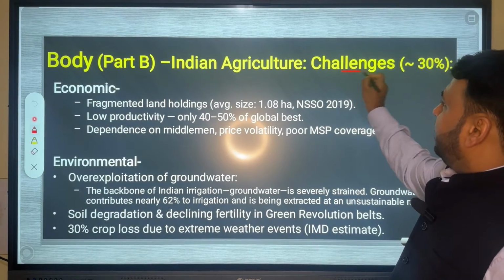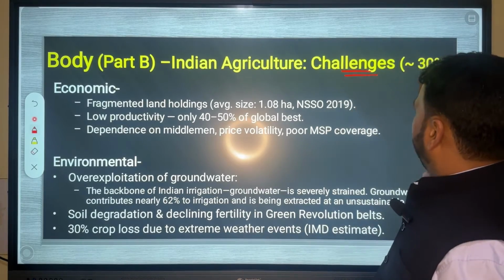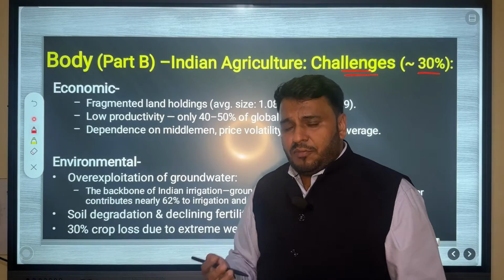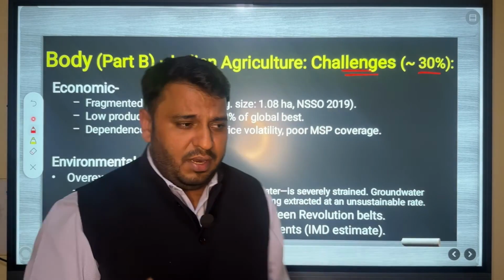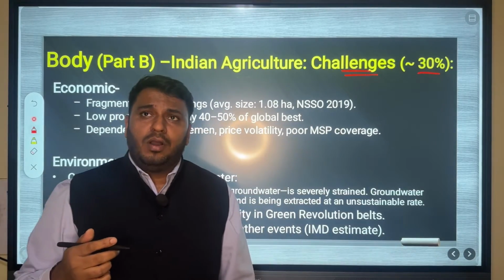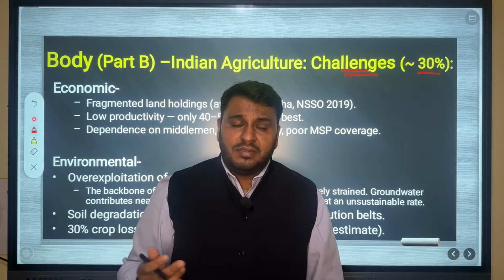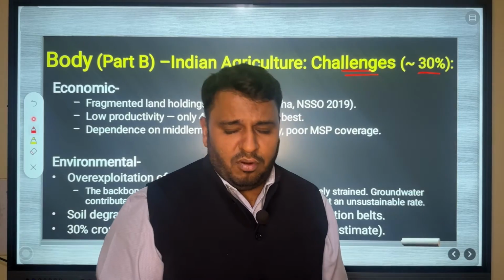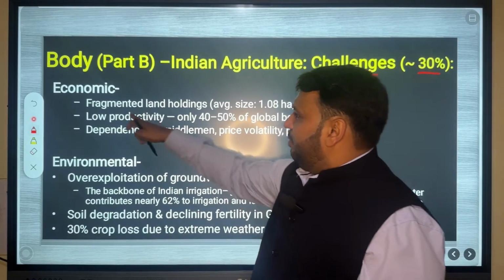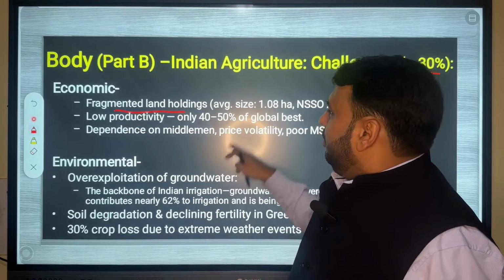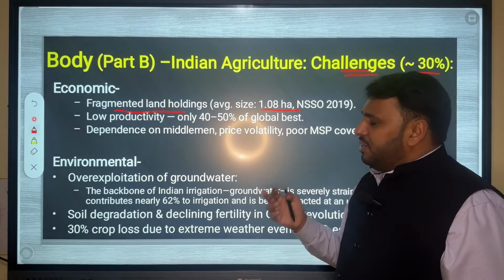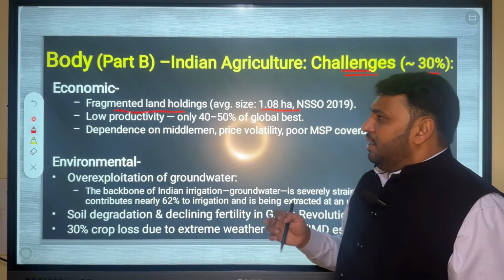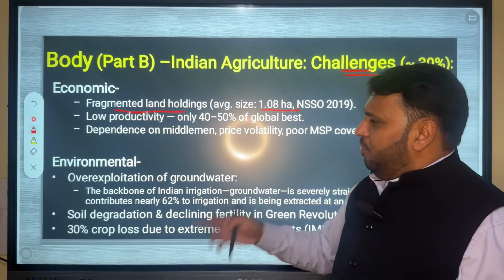So now we'll come to the second part, that is the challenges. Somewhere around 30% we can dedicate to this. Economically, you can talk about how there is a lot of fragmentation in the land holdings due to inheritance rules and due to various other factors. Most of the population being involved in the farming sector, our land has become highly fragmented, with an average size of about 1.08 hectares as per NSSO data of 2019. This has gone even further below.